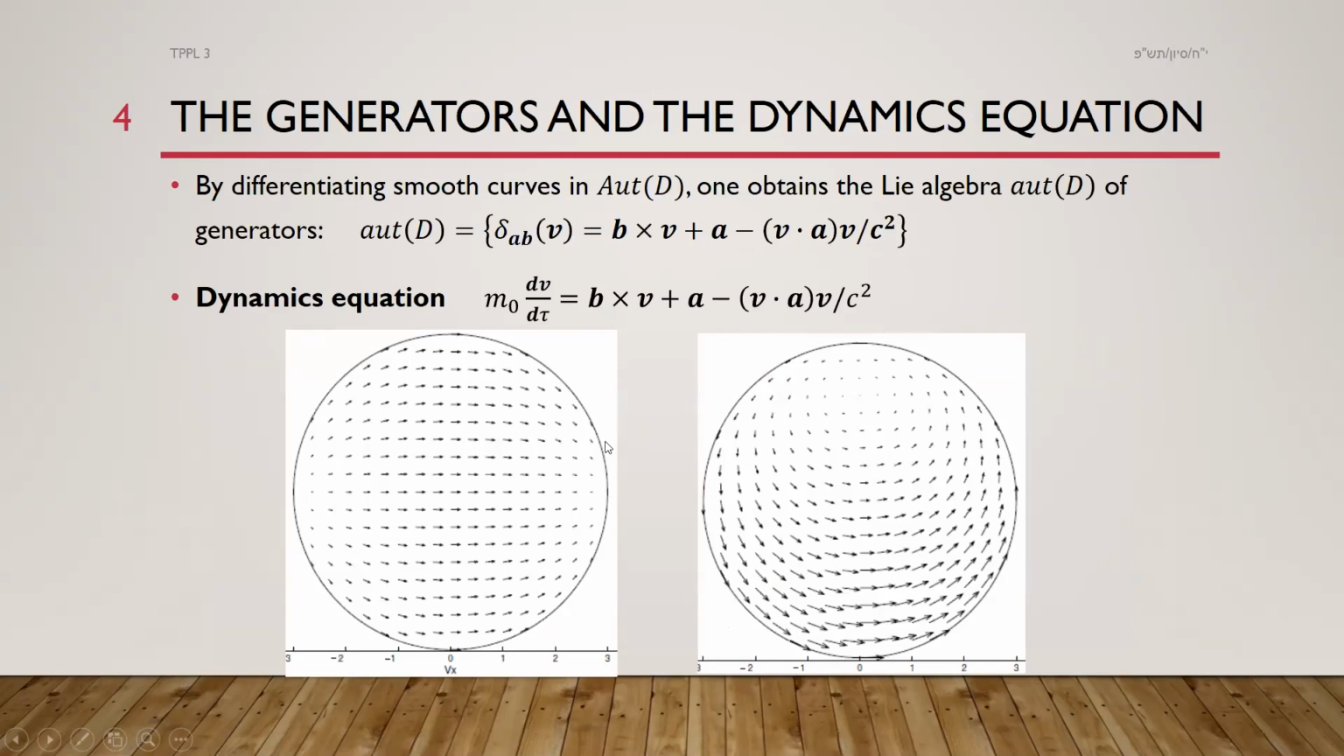Pictures of the corresponding vector fields, one for a boost, the left-hand side is for a boost, and the right-hand for a rotation. No, boost and rotation. Yes. The left is a boost, no? This is the boost, and this is boost and rotation together. Because you have an acceleration here and a rotation here. Okay.